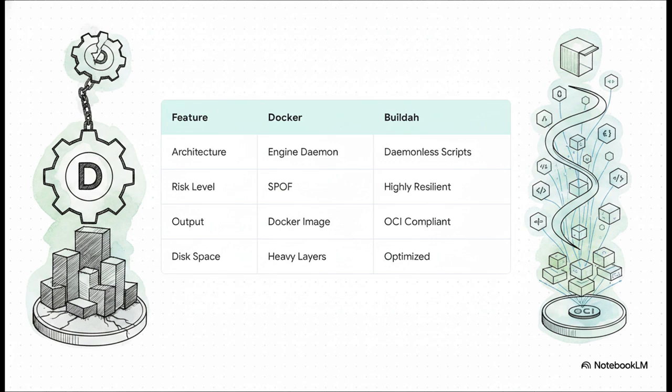Buildah, on the other hand, is completely daemonless. You basically just write simple shell scripts to build your images instead of relying on a central engine, which gives us much higher resilience. Plus, it outputs fully OCI-compliant images, completely solving that heavy storage layer problem while still remaining perfectly compatible with everything else.